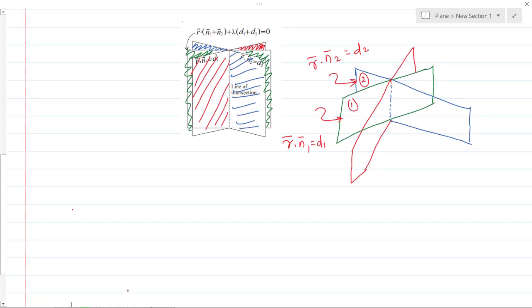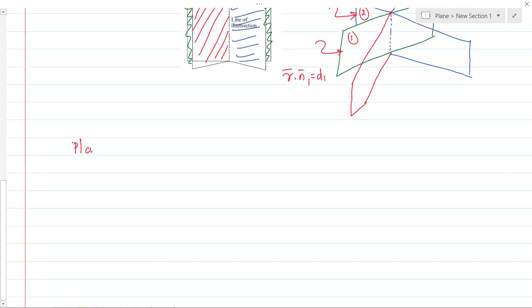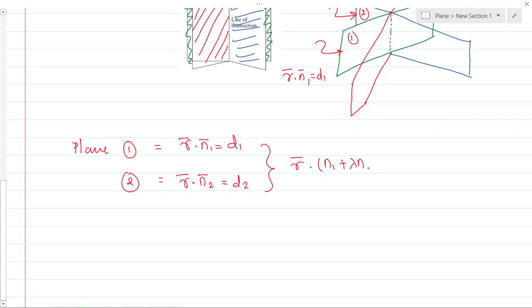Now the plane 1 equation is r bar dot n1 bar equals d1, and the plane 2 is r bar dot n2 bar equals d2. If these two planes are intersecting each other, the equation of the third plane which is passing through the intersection of these two planes is given by r bar dot (n1 plus lambda n2) equals d1 plus lambda d2.